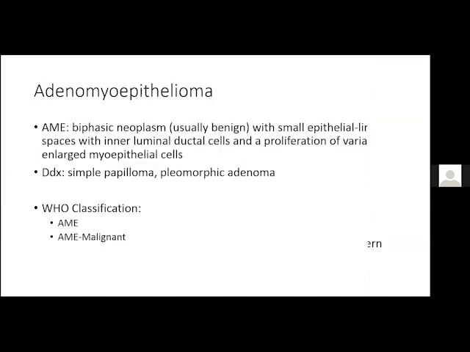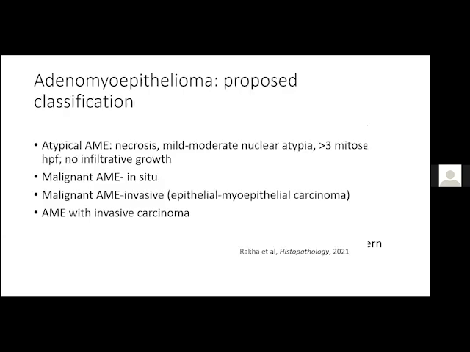So adenomyoepithelioma is a biphasic neoplasm, and usually these are benign or have low malignant potential, with small epithelial-lined ductal spaces, luminal ductal cells with a proliferation of variably enlarged myoepithelial cells. The differential diagnosis is a simple papilloma and pleomorphic adenoma. The WHO, the most recent blue book, classifies these as adenomyoepithelioma and adenomyoepithelioma malignant.